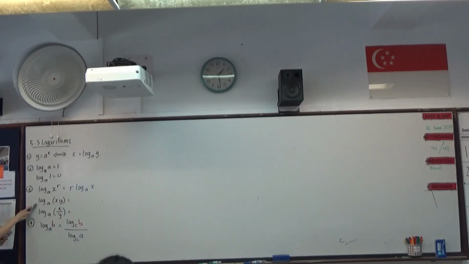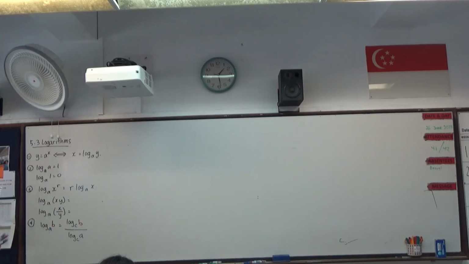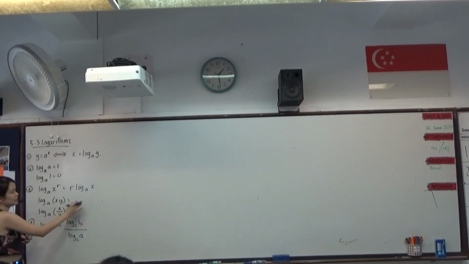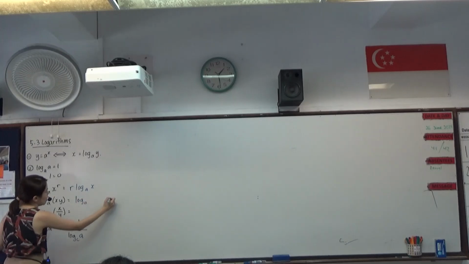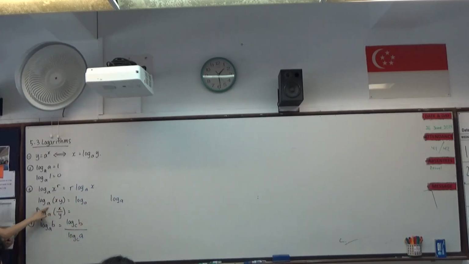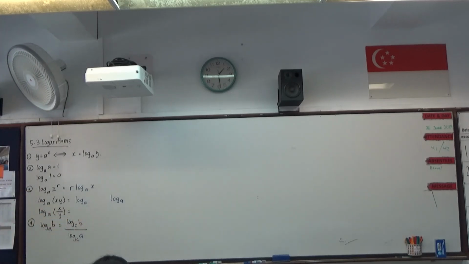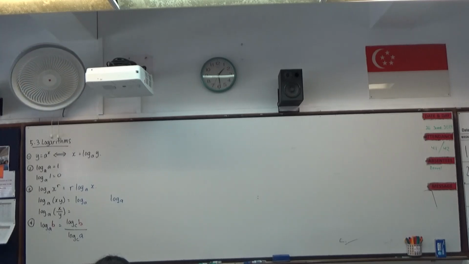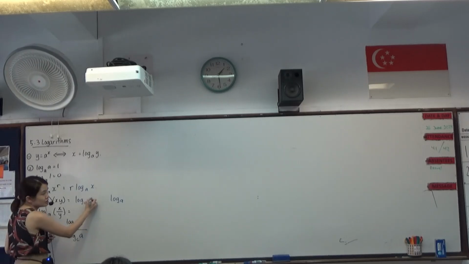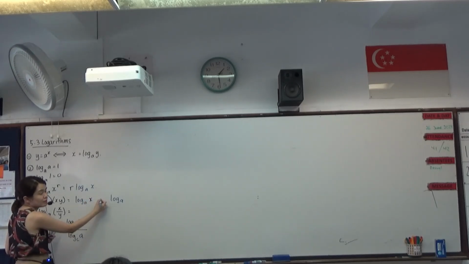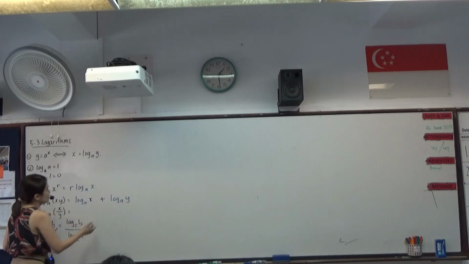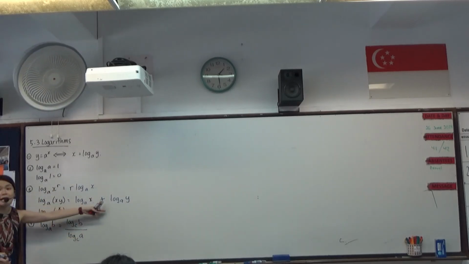And then we have our product law. Okay, when it is a product within one logarithm, okay, we can separate it out into 2 logarithms of the same base. So since it is a base of a, okay, how do we go about separating it out? What do you think? Renee, what do you think? This is log x, then operation plus, okay, followed by log y. Okay, so the product actually becomes a plus now.